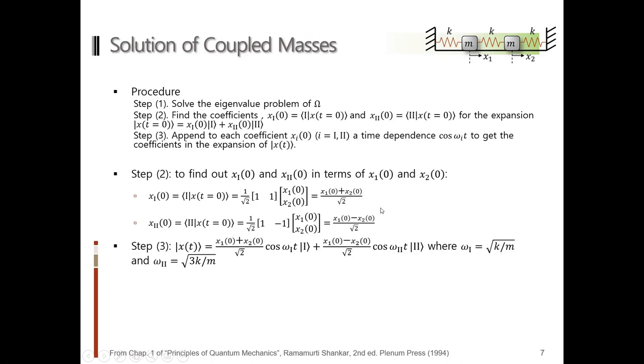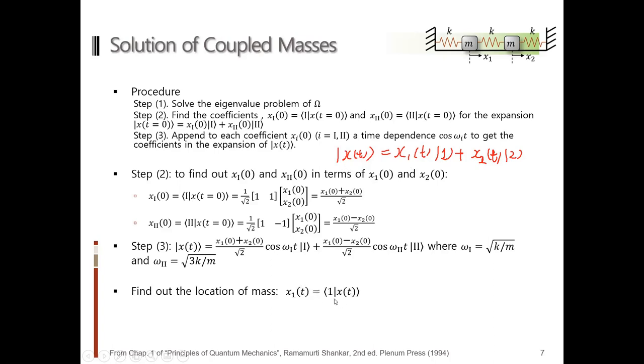Well, that's quite straightforward, because we know that x of t can always appear as a linear combination of x1 and x2. So to find this value, all we have to do is multiply the bra vector corresponding to 1 by this one. Because we already know the full shape of this vector, what we just need to know is what happens if I multiply by the Roman numeral one vector, and also the Roman numeral two vector.